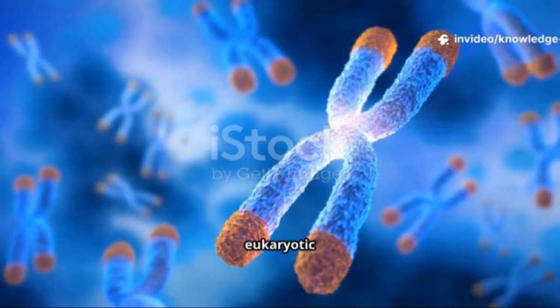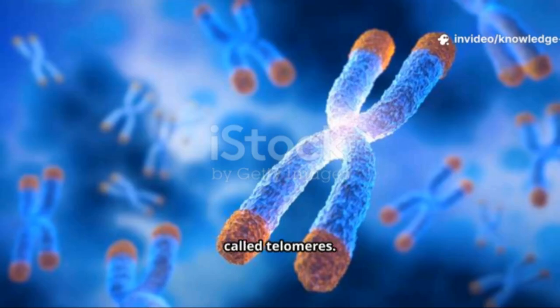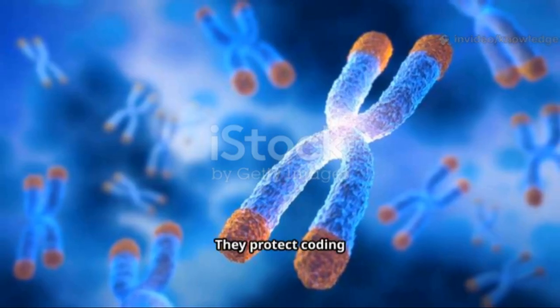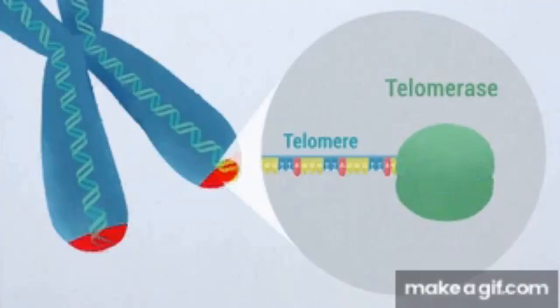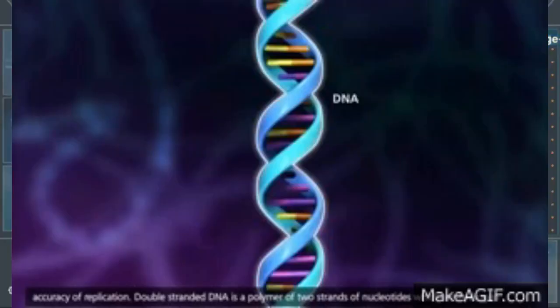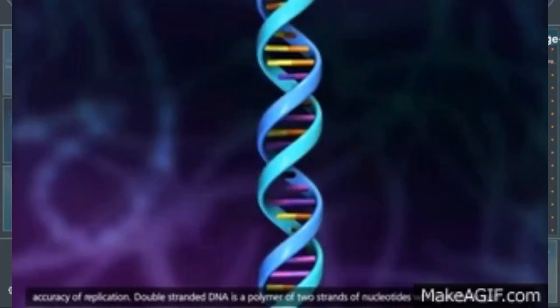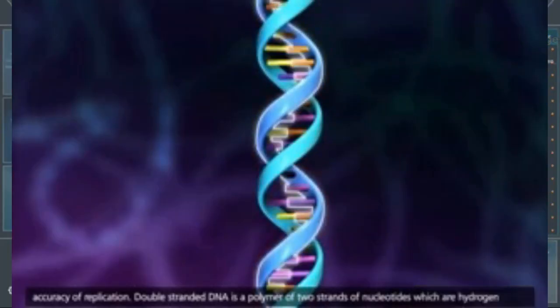At the ends of eukaryotic chromosomes lie special structures called telomeres. They protect coding DNA from being lost during replication. An enzyme called telomerase extends telomeres, ensuring that essential genetic information is not lost. In the end, the result is two identical DNA molecules, each with one old and one new strand, ready to be passed on to the daughter cells. This ensures genetic continuity from one generation of cells to the next.